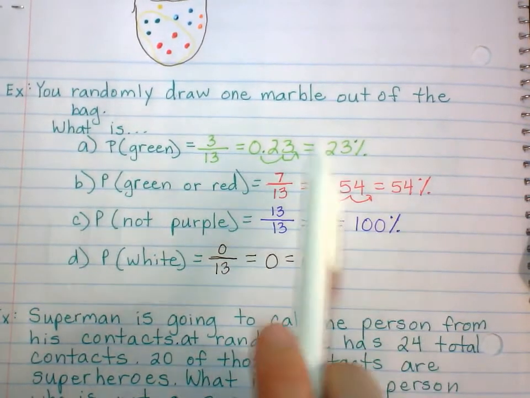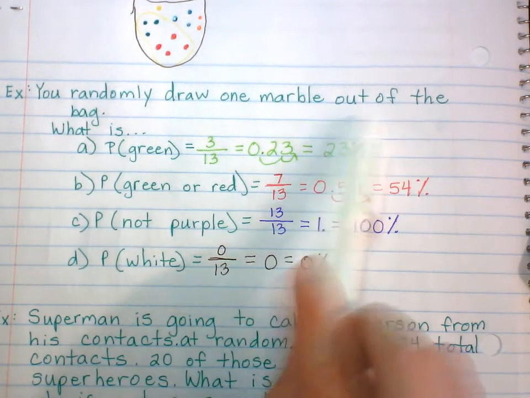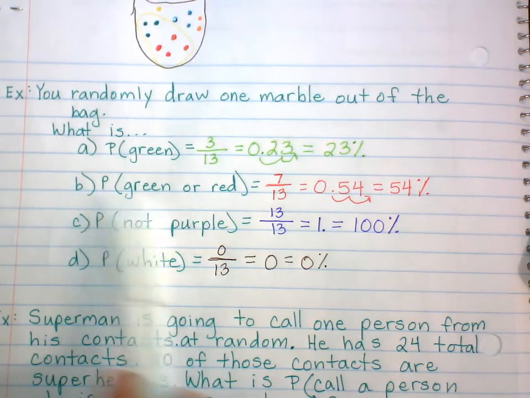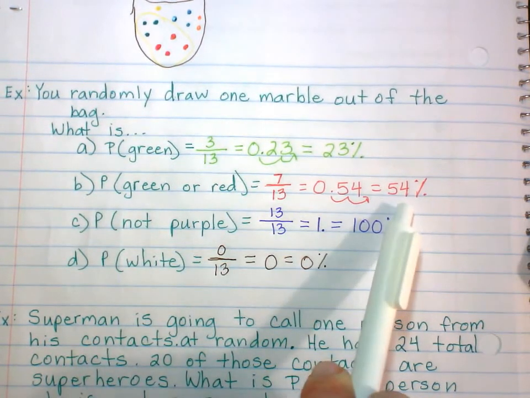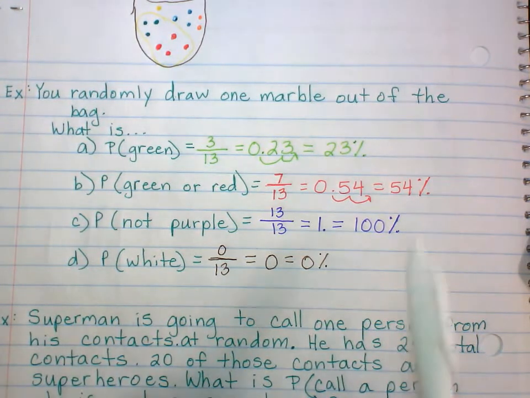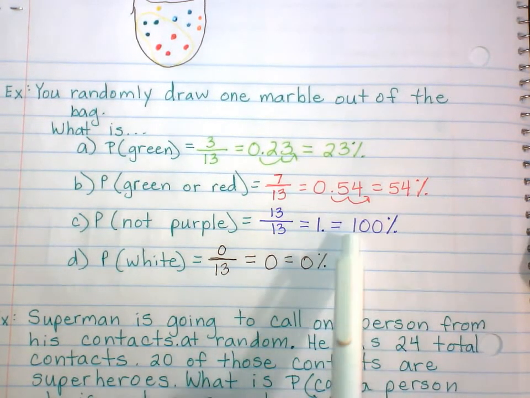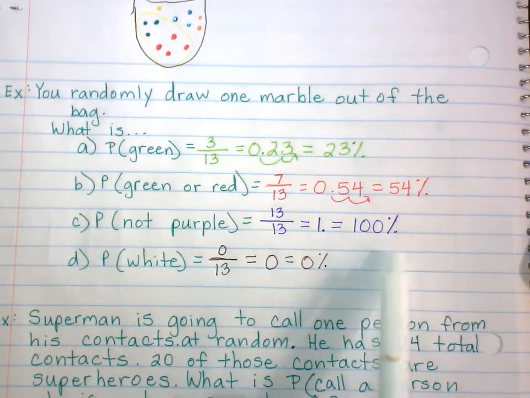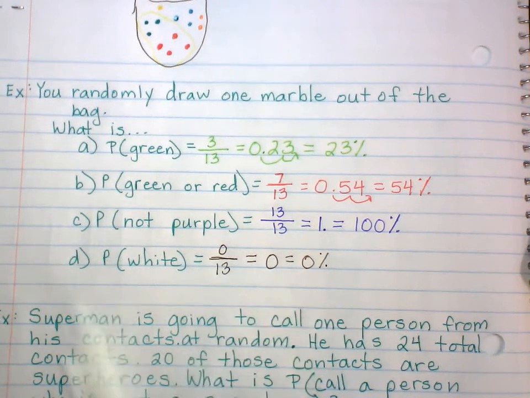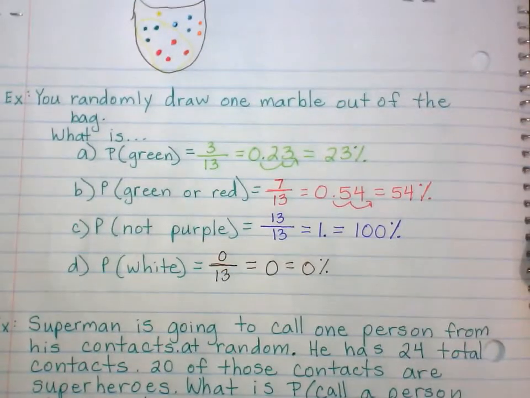So we had the probability of drawing green was 23% chance. That's not likely. That's unlikely. Probability of drawing green or red was 54% chance. So that's pretty equally likely as unlikely. It's almost 50-50. Then we had a 100% chance of not drawing purple. That's certain that you're not going to draw purple. And it's absolutely impossible to draw white because it's a 0% chance.